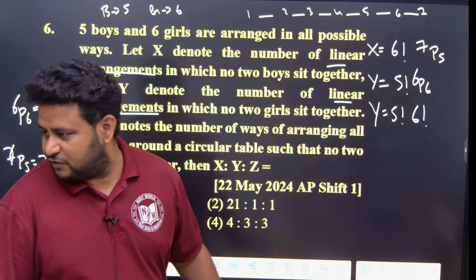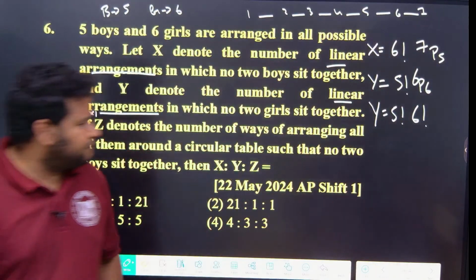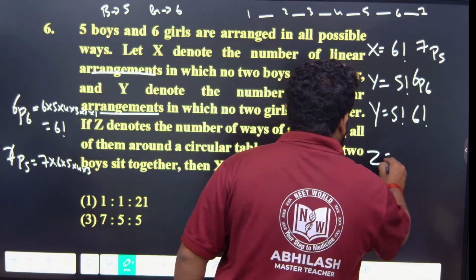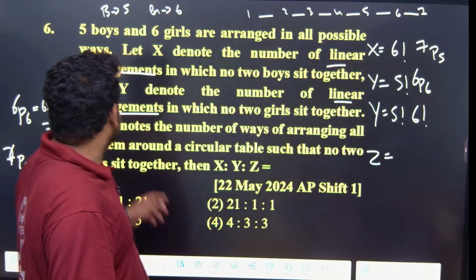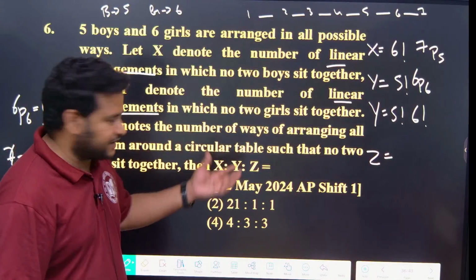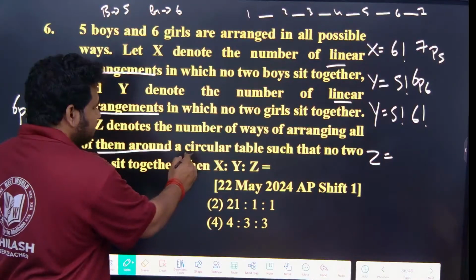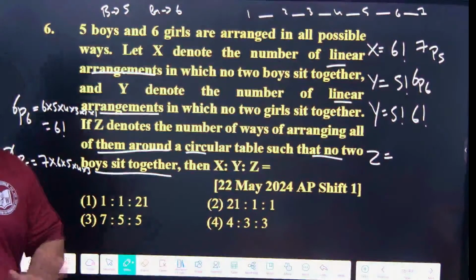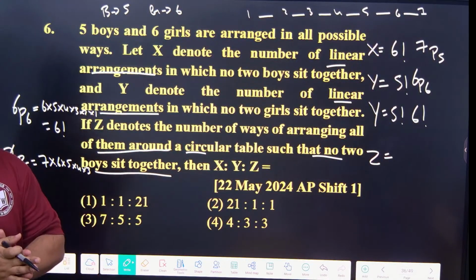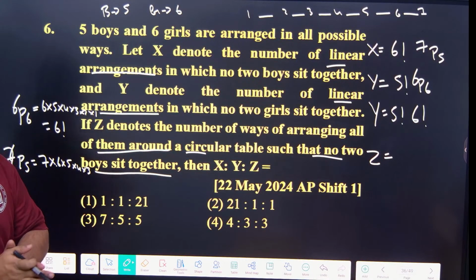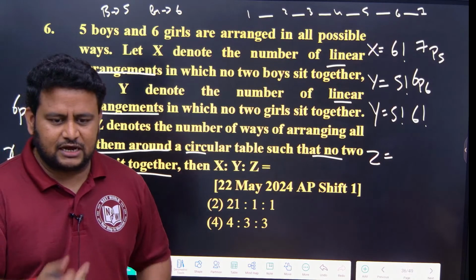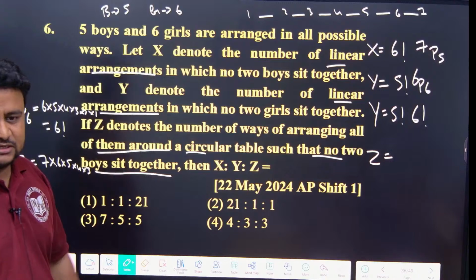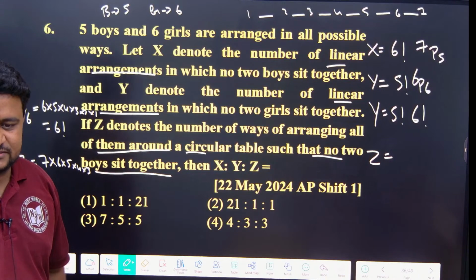Now please be careful. Now we are talking about Z. What are they telling about Z? Z denotes the number of ways of arranging all of them around a circular table such that no two boys sit together. No two boys sit together means first whom should we arrange? Girls. How many girls are there? 6. 6 girls can be arranged in how many factorial ways?